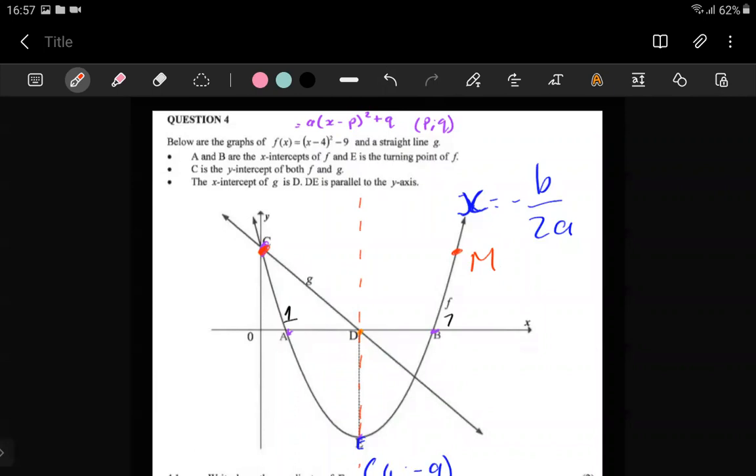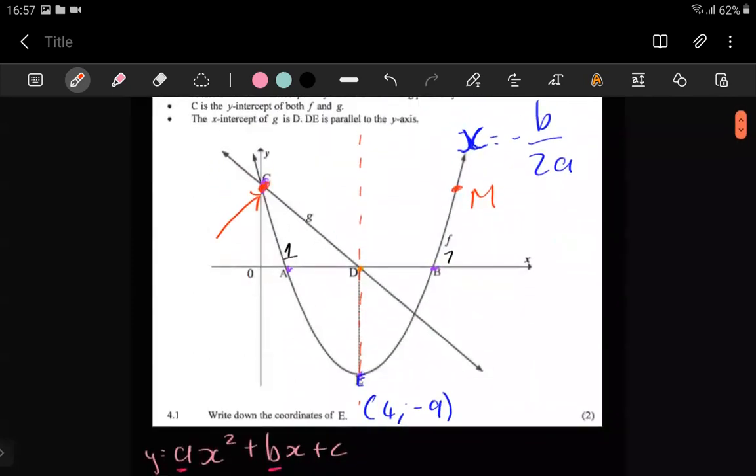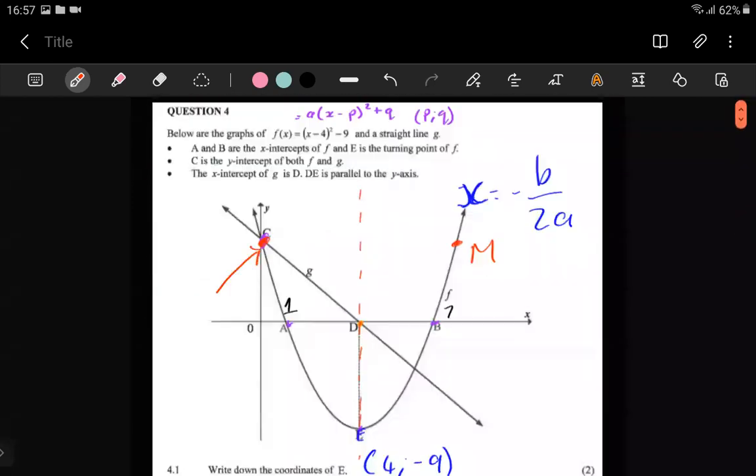What do they say C is though? You can just look at where C is. Can you see that C is the y-intercept? So you calculate x, you would make x 0. Yes, so in the equation of your graph, x is 0. Definitely. So we can get C first, is that what you're saying? And then you can get M. Okay, let's get C first.